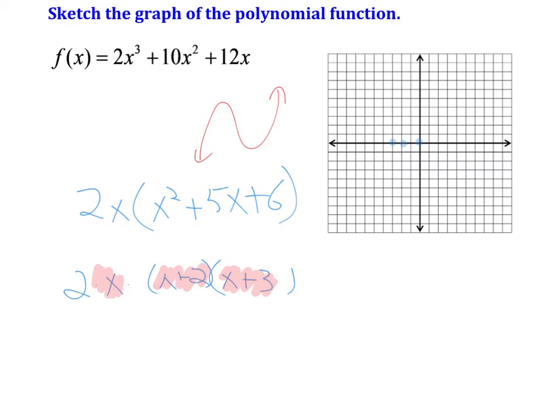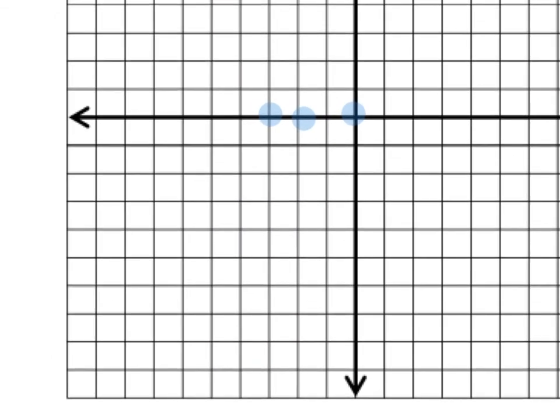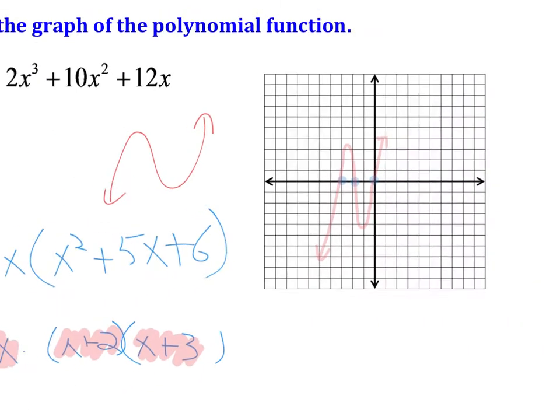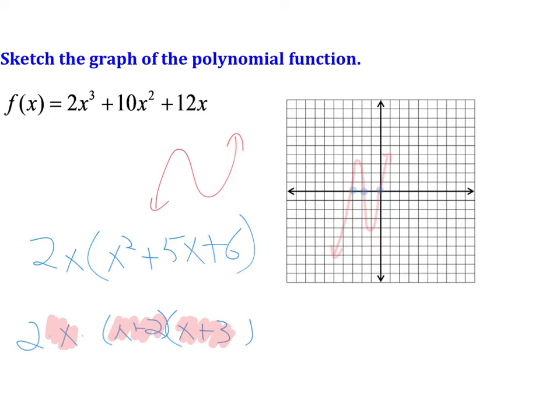I don't need to be super exact. I just need the basic shape. So it's going to go through that first x-intercept. Some point, it'll turn around. Some point turns around. So maybe something like that. Again, doesn't need to be exact, just a rough sketch. That's what this graph could look like.